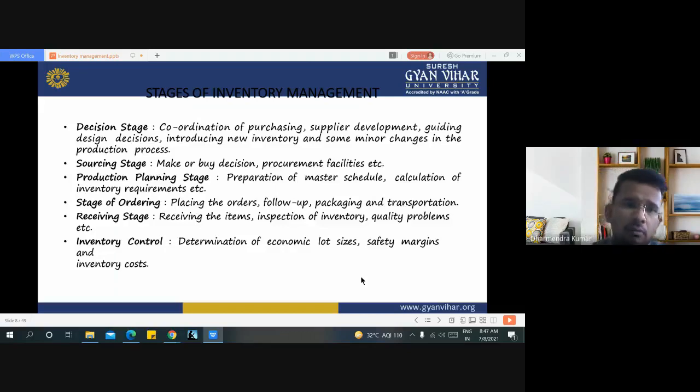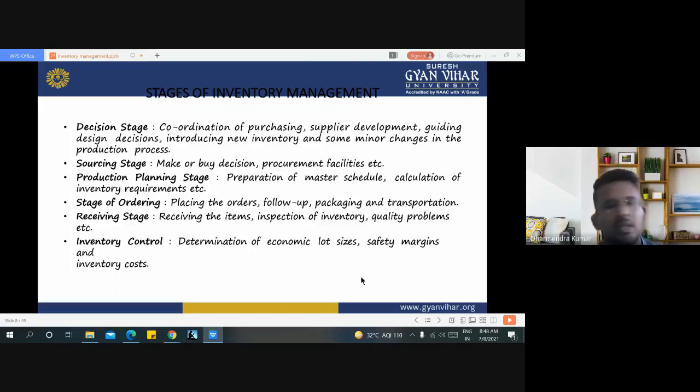We can give orders, take follow up, handle packaging and ensure the transportation of the material from the vendors. A receiving stage where we receive that material, it also includes the quality check of the incoming raw material, and the inventory control. It suggests how much inventory is needed for the production of that particular product. Thus we can say that these are the six stages which overall affect the raw material inventory.